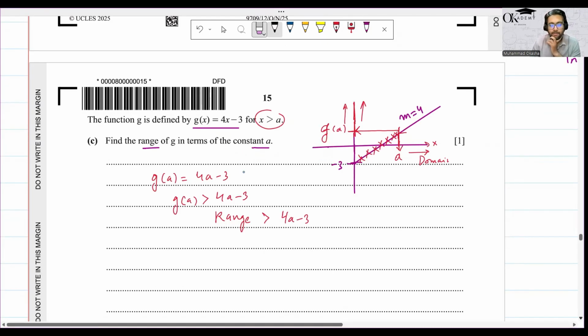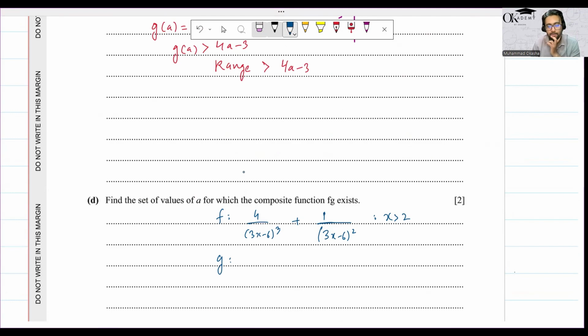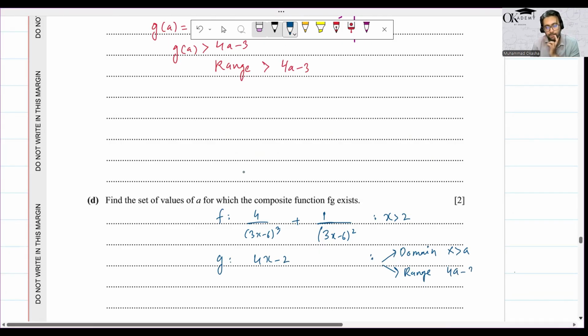And g is, this is x greater than 2. By the way, the domain is x greater than 2. And g is 4x minus 3. And the domain of this function is x greater than a. And we just worked out the range of this function. The range is greater than 4a minus 3. I will say y, you could say y is greater than 4a minus 3. We just worked out the range.